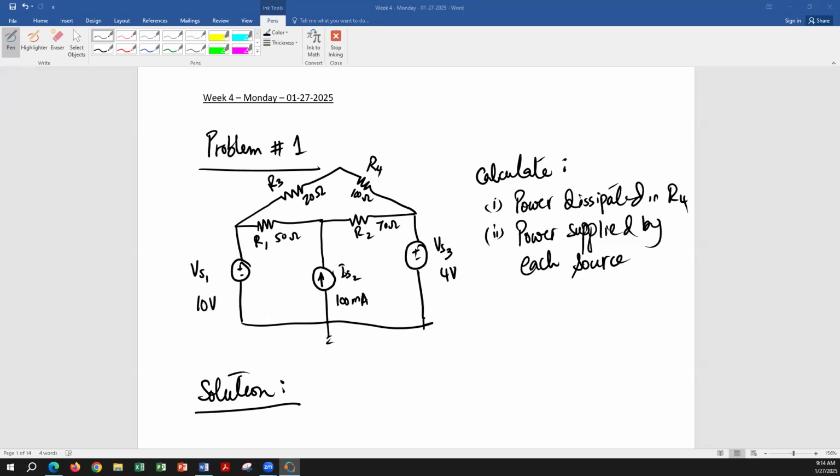Wait a minute, you're confusing two things. You're saying KCL and mesh. KCL and mesh don't go together. KVL and mesh go together. You said nodal analysis. We're talking about only the first part right now. Then we're going to move to the second part.